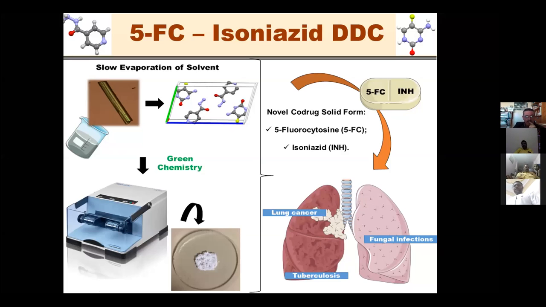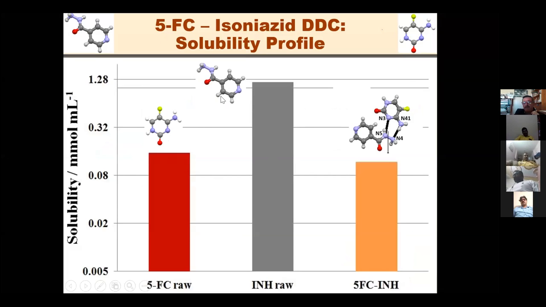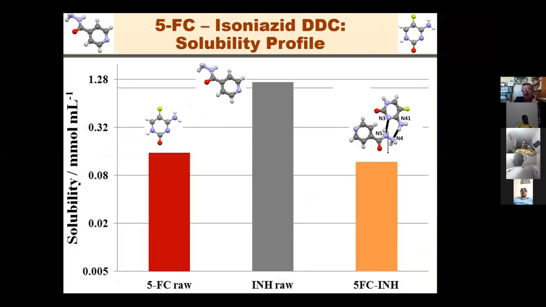So the solubility profile of this is similar, even when these two, the isoniazid and the 5FC, are different in solubilities. This co-crystal has a solubility similar to the 5FC. So even when we have here the drug co-crystal, we don't lose too much of this solubility. It's good for the market.